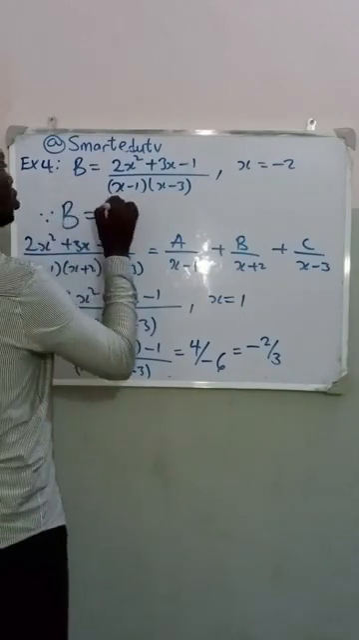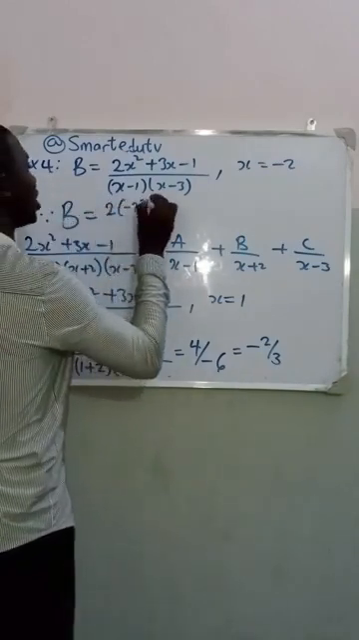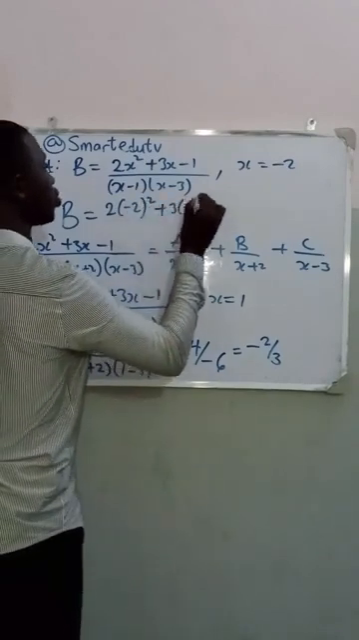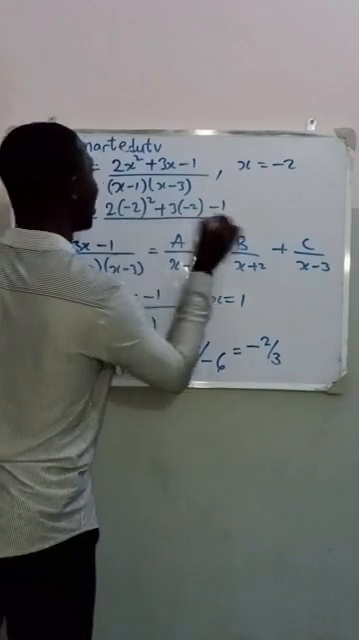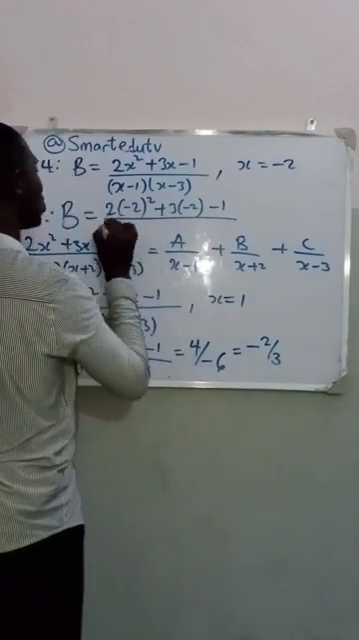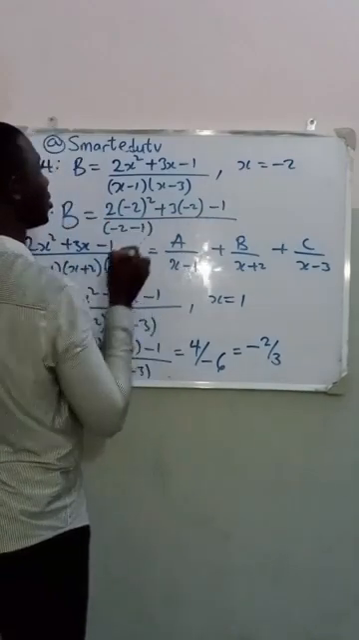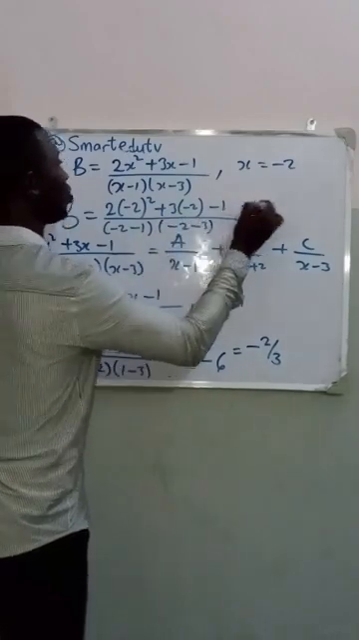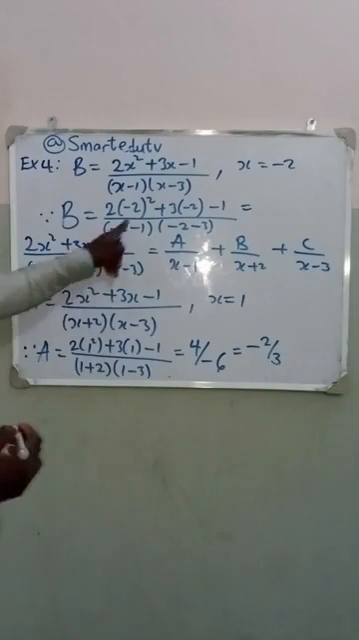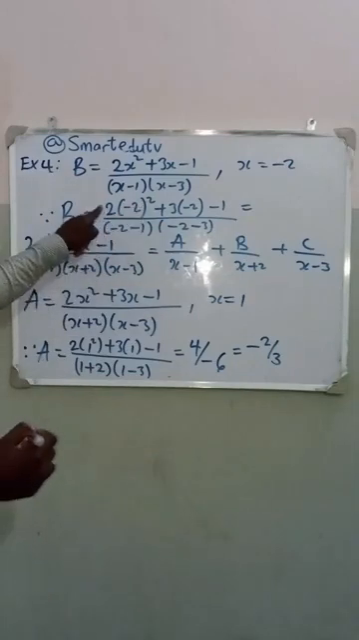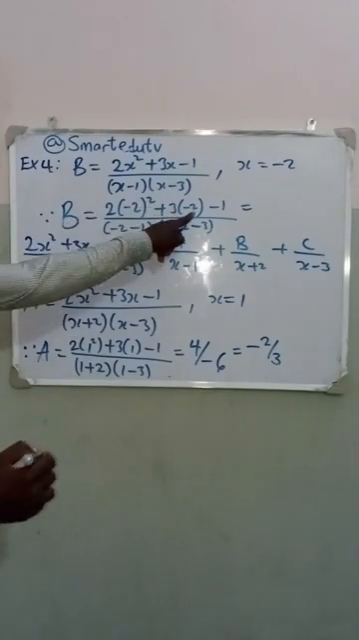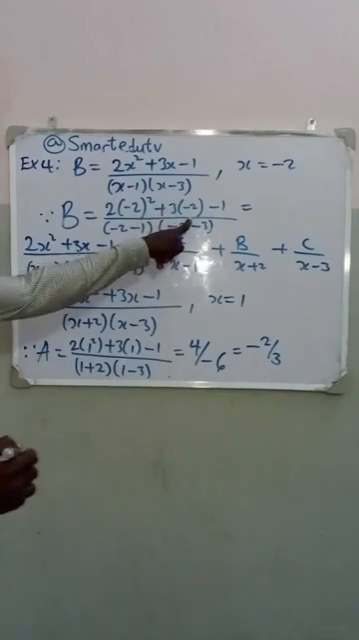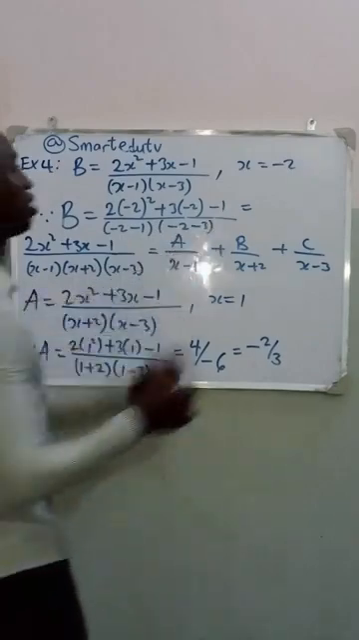to be equal to 2 into minus 2 squared plus 3 into minus 2 minus 1, divided by minus 2 minus 1 into minus 2 minus 3. This will give us minus 2 squared, that's 4. 4 times 2, 8, plus minus 6. So 8 minus 6 will give us 2. 2 minus 1 will give us 1.